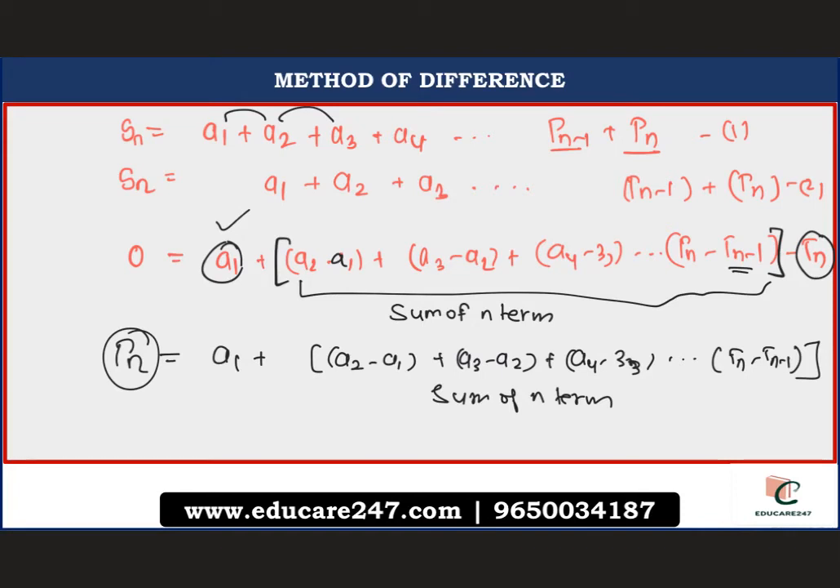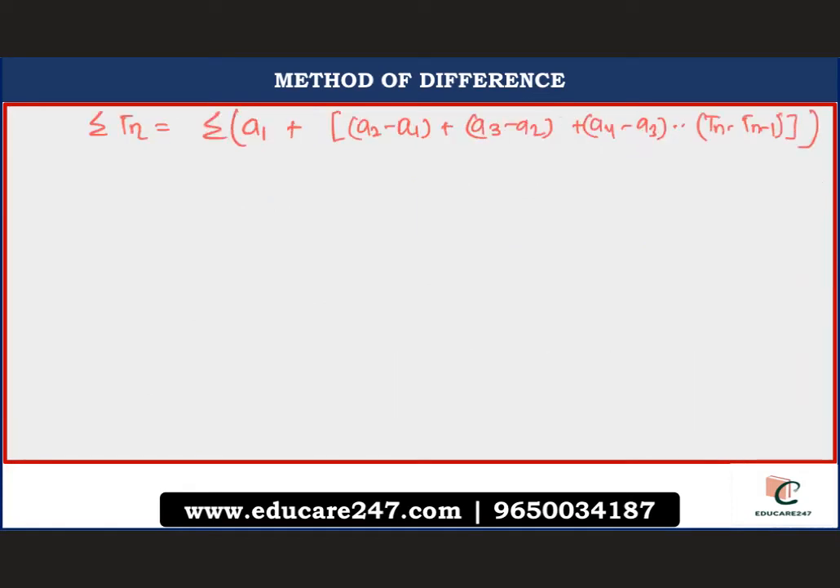Now we need to find the summation of this. So we need to find the summation of Tn. It will completely be the summation of all of these terms inside the bracket. So now you should know the rules of taking the summation. I'll show you what the rules for taking the summation are.